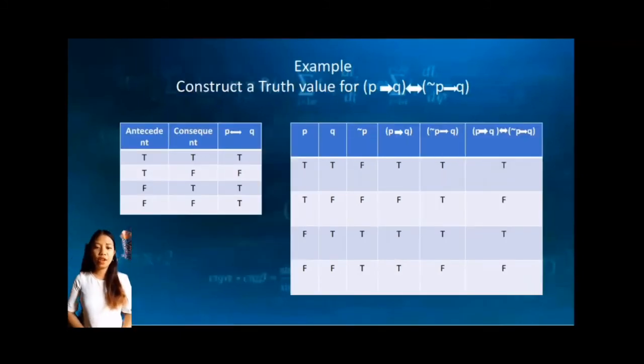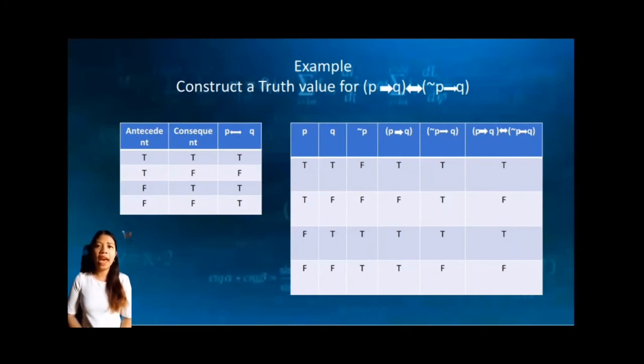So let us apply our learning to the first example, which is construct a truth table for P implies Q if and only if not P implies Q. So what are we going to do? First, kukunin muna natin yung table for truth value ng conditional as well as biconditional para sila yung maging guide natin. So hindi mo siya kailangang maghanap pa ng value, ang kailangan mo lang i-memorize. So let us look at the third table.